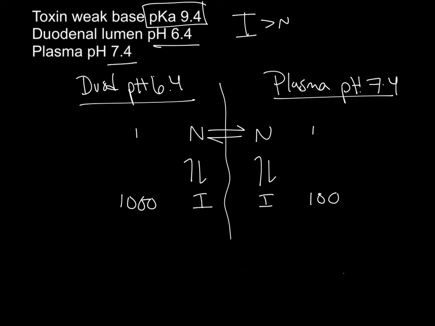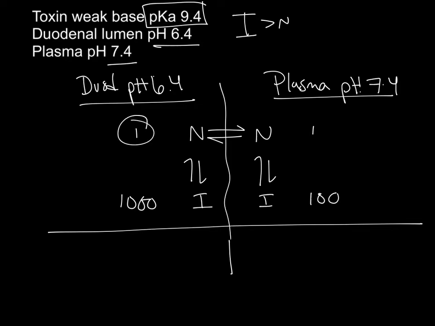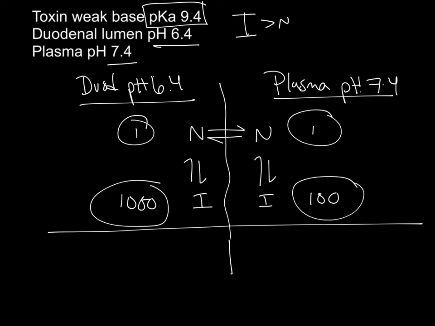All right, so once we have gotten our equilibrium set, we've just described that if we took a snapshot and stopped time at equilibrium, for every 1 part that's non-ionized on the duodenal side, there would be 1,000 parts ionized on the duodenal side. There'd be 1 part non-ionized on the plasma side. There'd be 100 parts ionized on the plasma side. And by doing that, we now can look at total proportions on either side of this membrane.